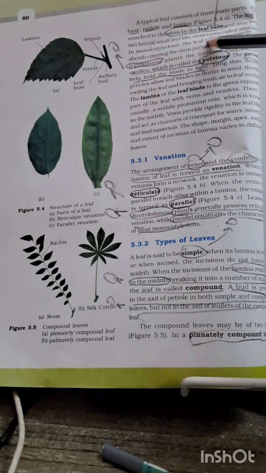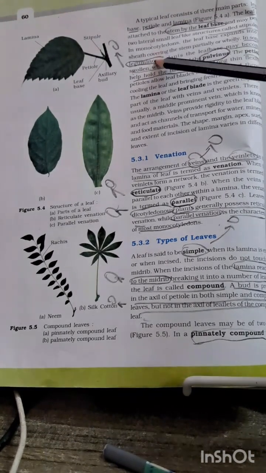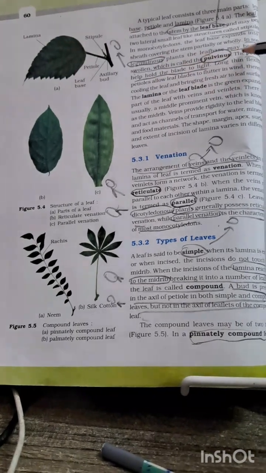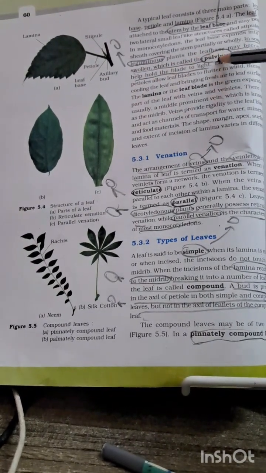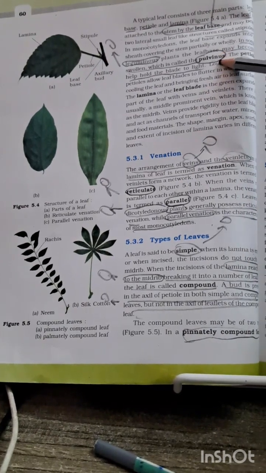in monocotyledonous plants the leaf base expands into a sheath covering the stem partially or wholly. And in some leguminous plants, you have to remember this one, it has been asked previously. In some leguminous plants, the leaf base may become swollen and it is called pulvinus. They have asked this multiple times in previous examinations, so you have to remember this.